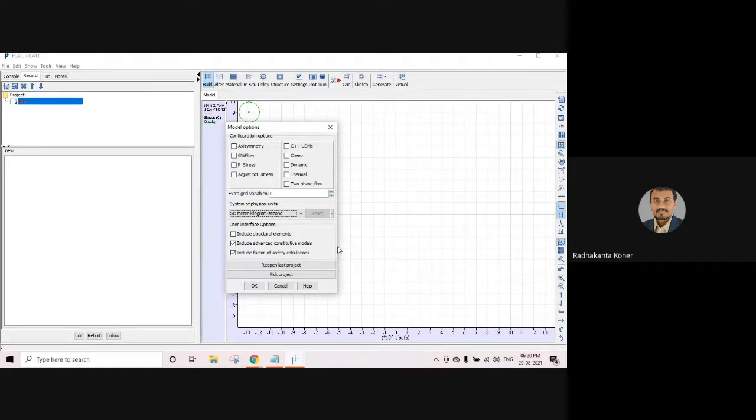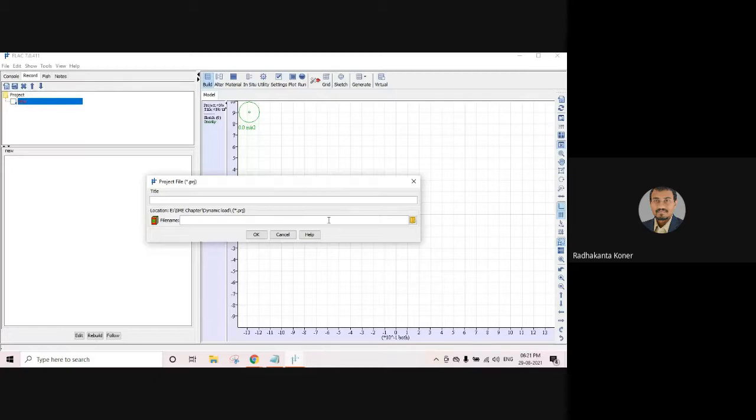Now, this is the initial window. Once you have a license and you start the software, this window will come. In the first window, we select based on our requirement. In the first model, we will not consider any groundwater or dynamic behavior or anything else. It is common. We will only calculate based on the constitutive criteria and the factor of safety. So we will click the OK button.